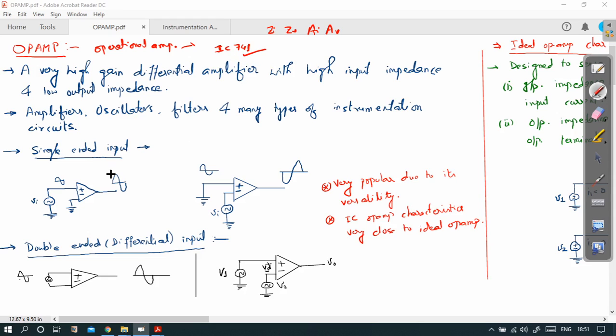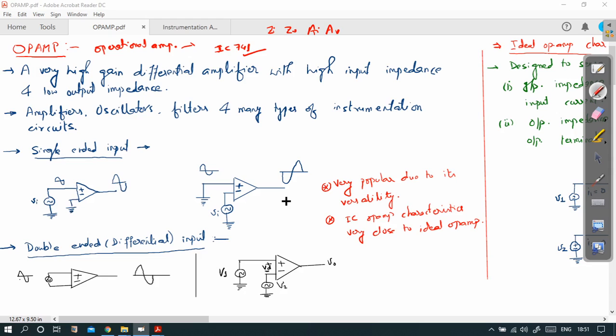Now, OPAMP will have two input lines, and we generally denote them with plus and minus. Plus means non-inverting input, minus means inverting. When we ground one of them and apply the signal to only one input, it's called a single ended input usage.